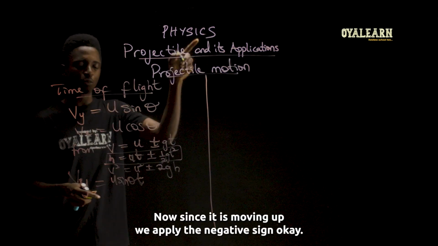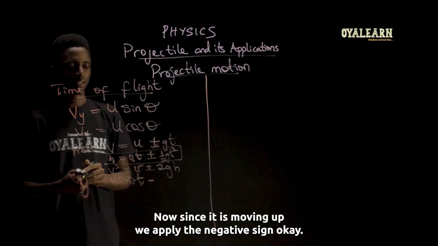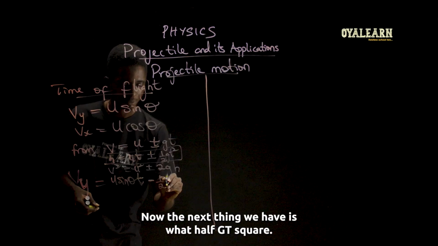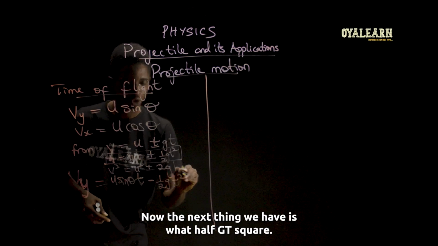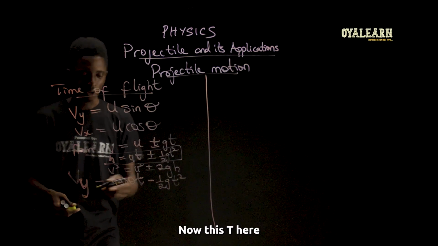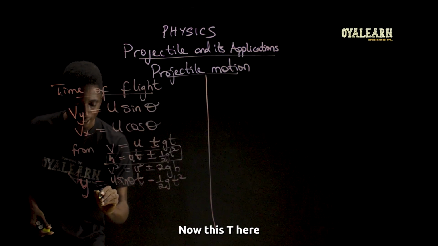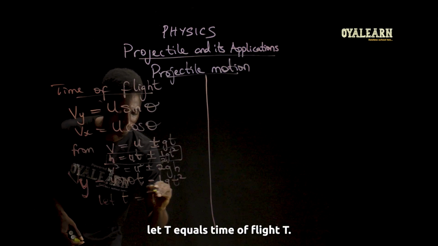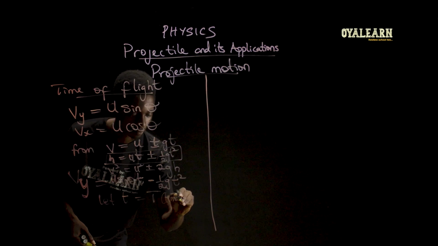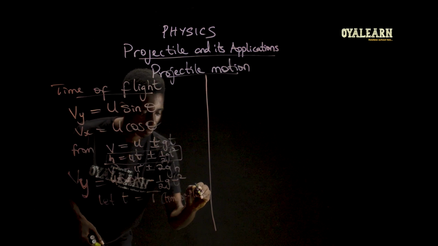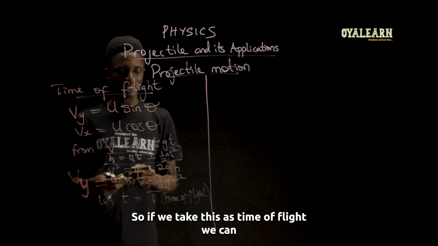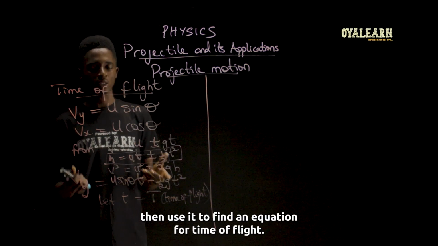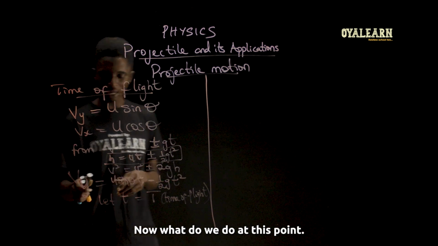Okay, now since it is moving up, we apply the negative sign. Okay, now the next thing we have is what? Half gt squared. Okay, now this t here, let t equals time of flight T. So if we take this as time of flight, we can then use it to find an equation for time of flight. Now, what do we do at this point?